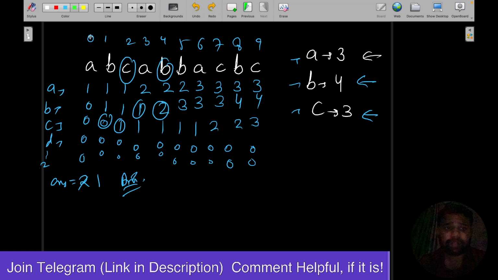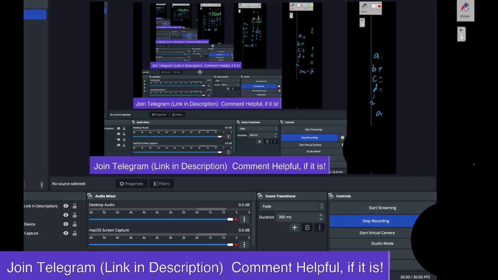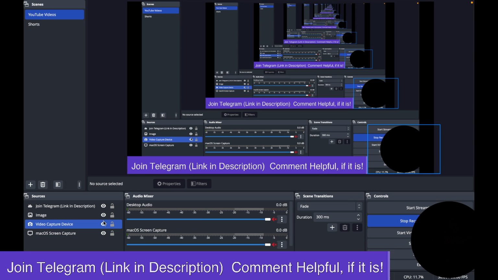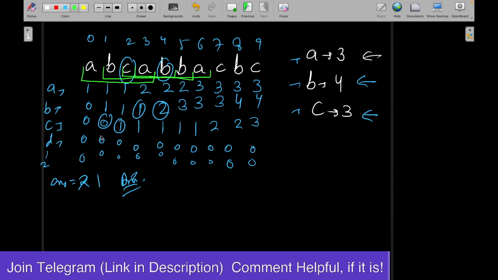So the first window will be this, right? The second window will be this. The third window will be this. The fourth will be this. Am I right? So the fourth window will be this, right? So we'll check each and every window. This one, this one.